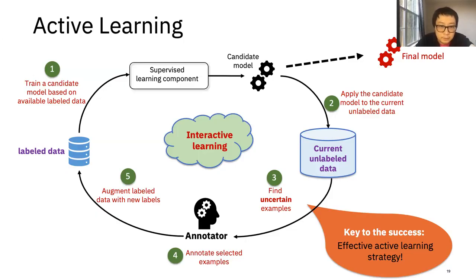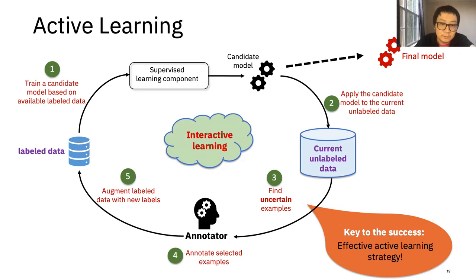And from the prediction, you choose certain examples or informative examples to be labeled by the user. And once the user annotates those examples, you will add those labels back to the training data. And then in the next iteration, you refine your candidate model, and you repeat the process until the candidate model satisfies the user's needs.